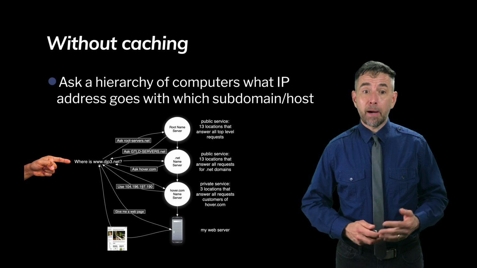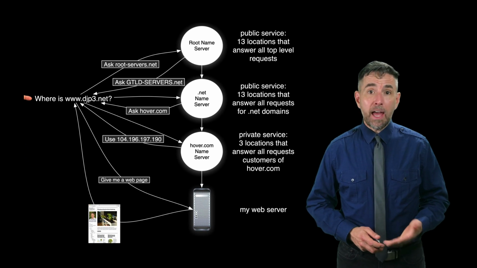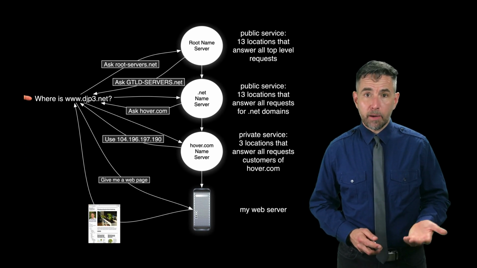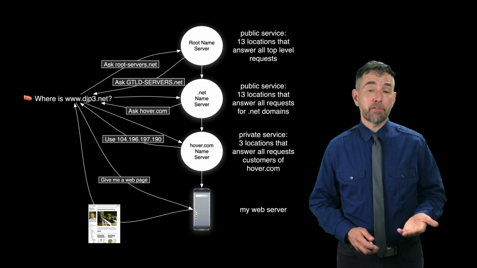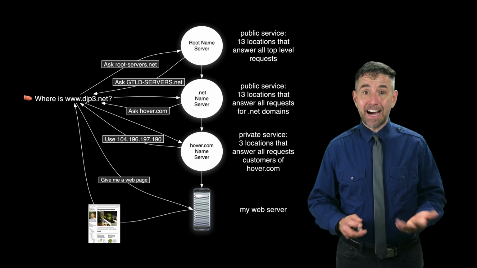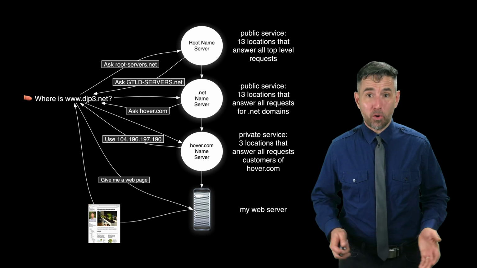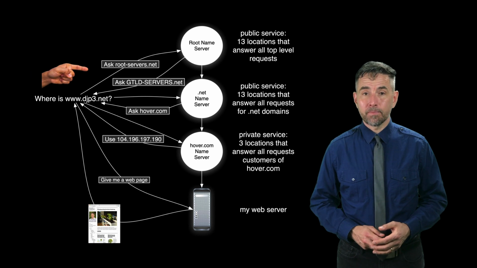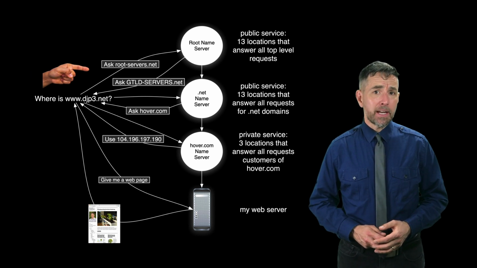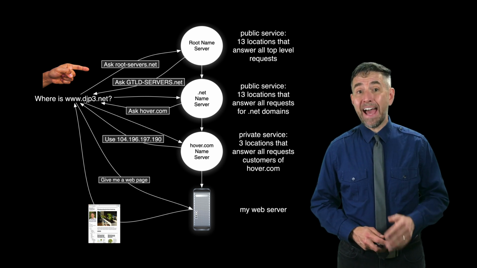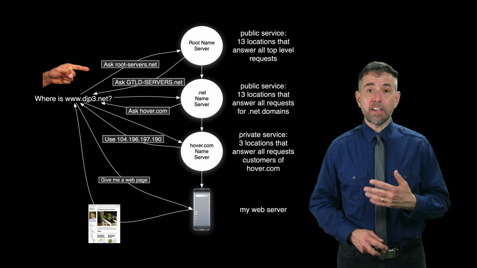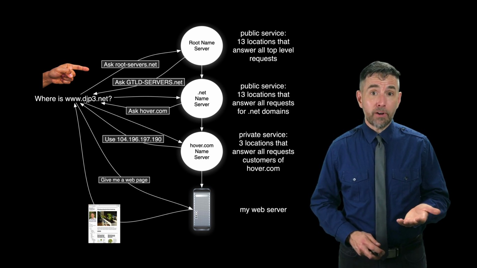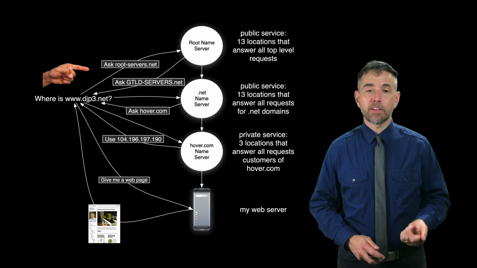So we start with a browser, and the browser might ask, hey, where do I go to find the content for www.djp3.net? The first request goes to a set of 13 public servers at a top level that handle all the requests across the entire internet. Now, it doesn't have all of the translations for all the different domains, but what it does know is who to ask next. And since I'm asking for a domain that ends in .net, it will give me a set of computers that are eligible for answering .net queries, and I'll get those back.